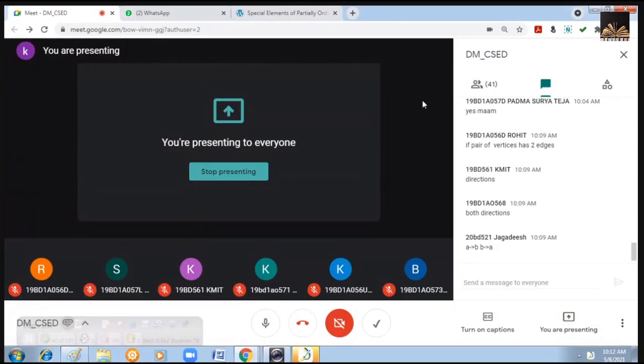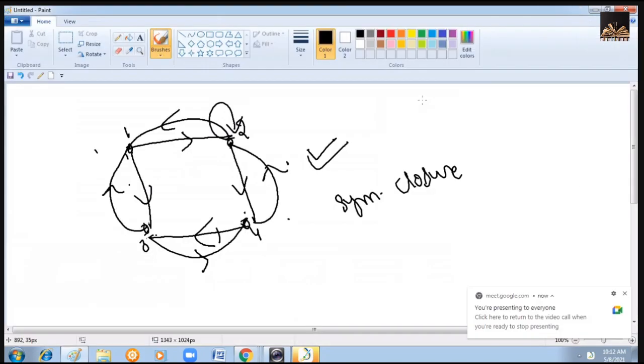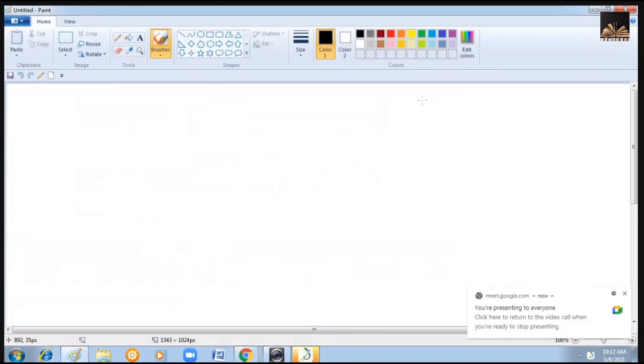And for digraph representation, just include the edges. When there is a forward edge, include some reverse edge between each pair of vertices wherever it is applicable, right? Now coming to the last one, that is transitive closure.